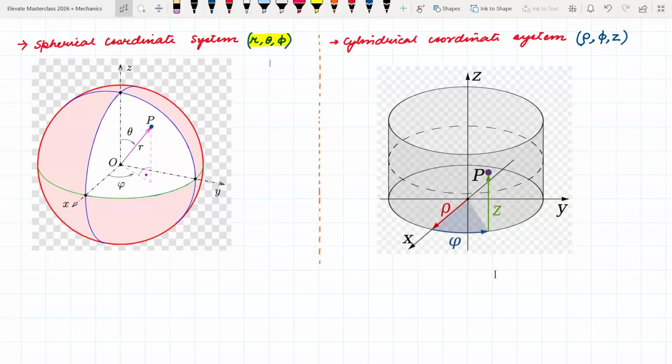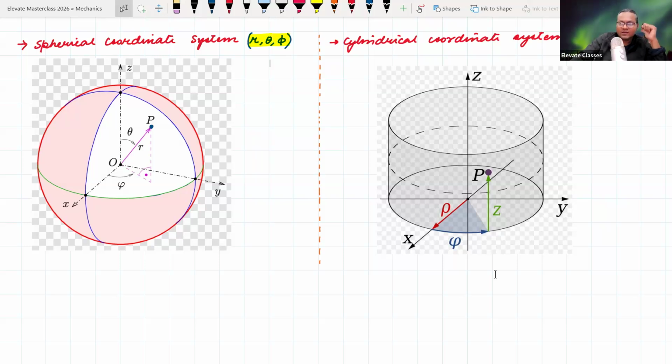In cylindrical coordinates, the distance between the z-axis and that point is what we represent as rho, right? The distance between the axis passing through the origin and the point. Okay, thank you. So if, for example, the particle is here, then this is not rho. This is rho, the perpendicular distance from the axis.